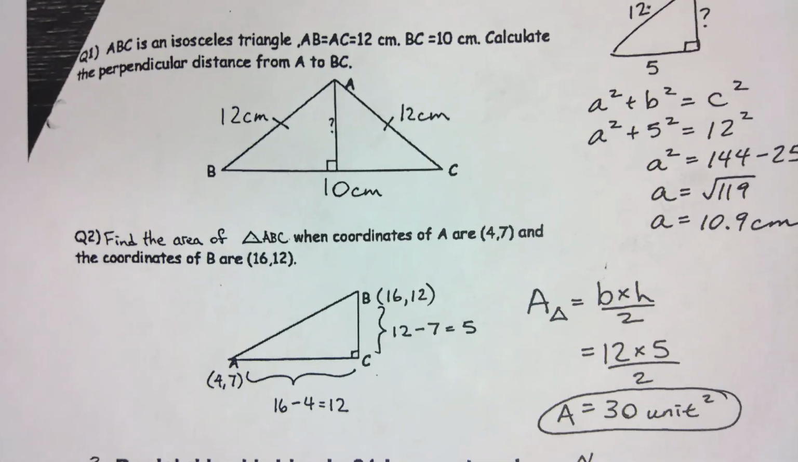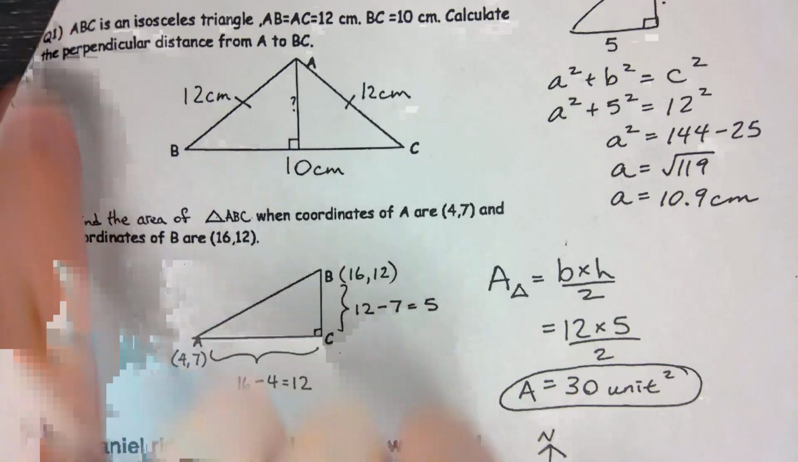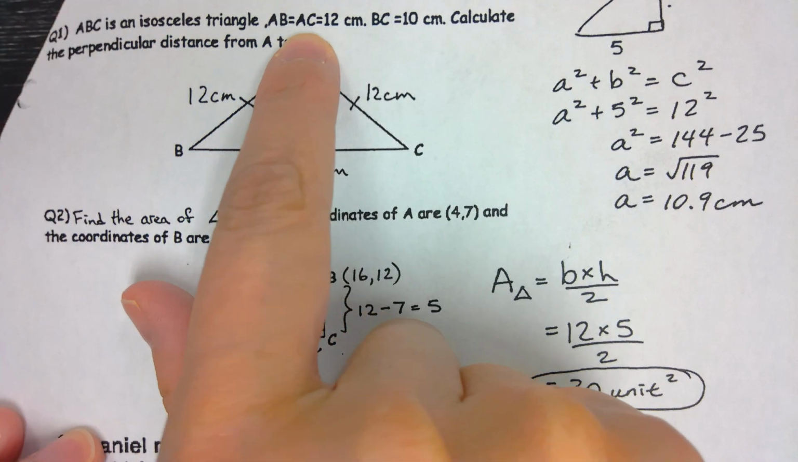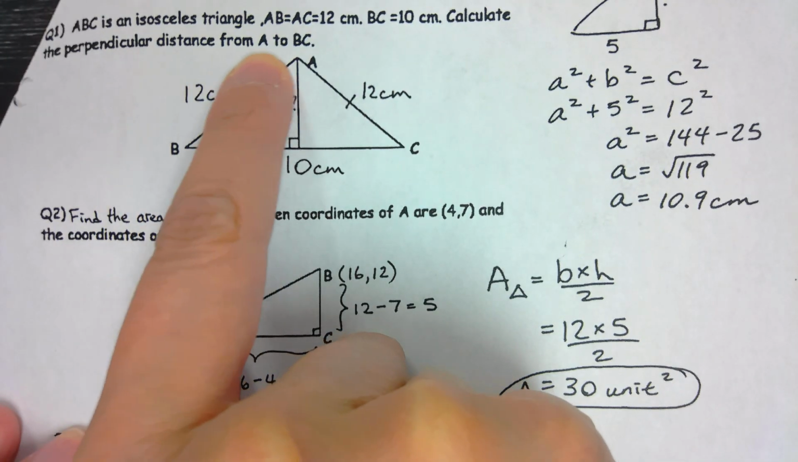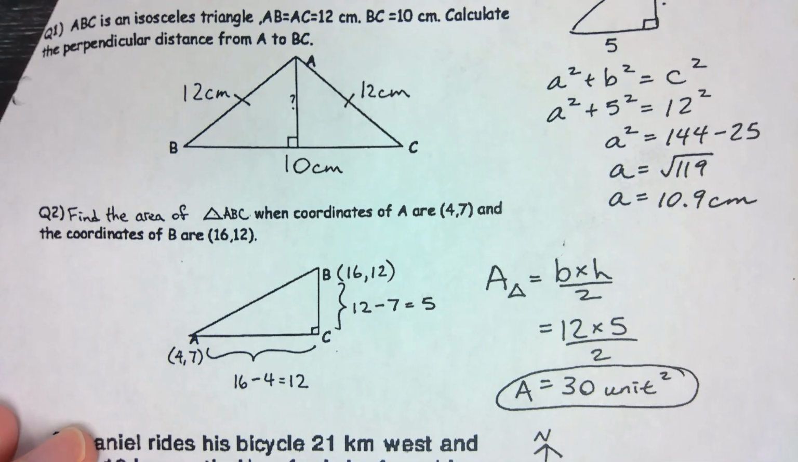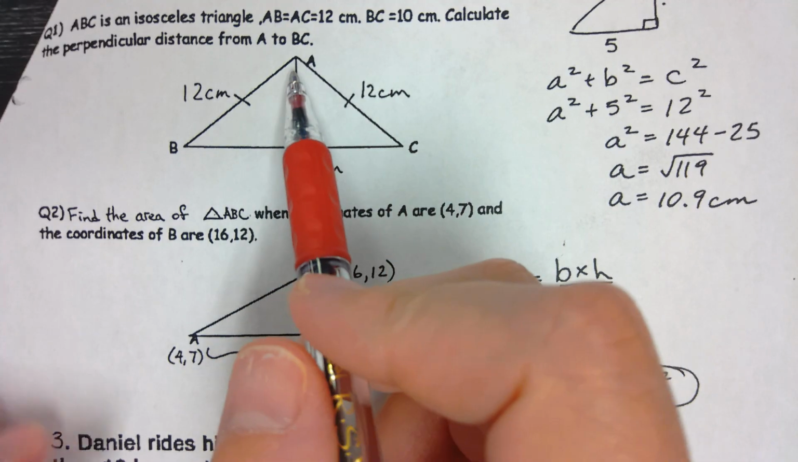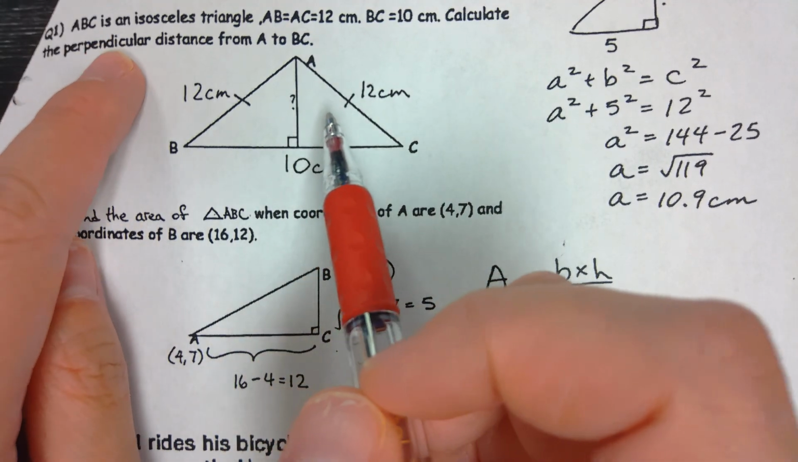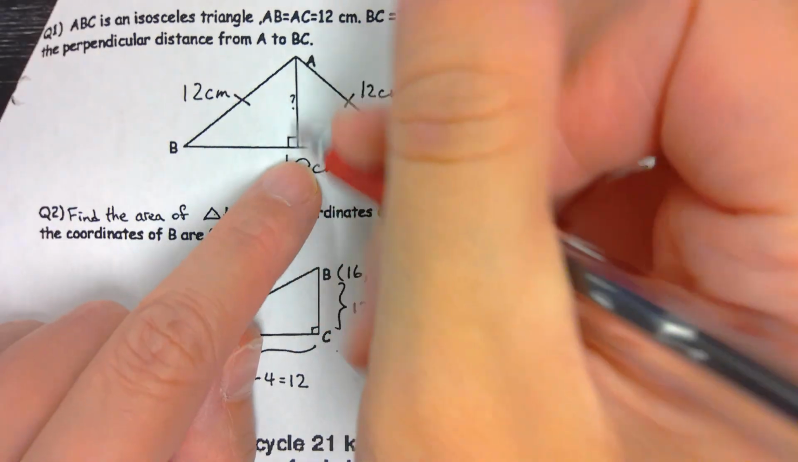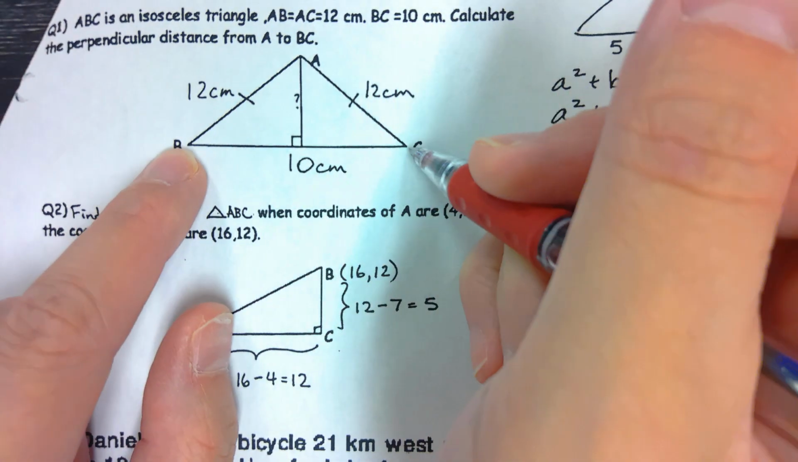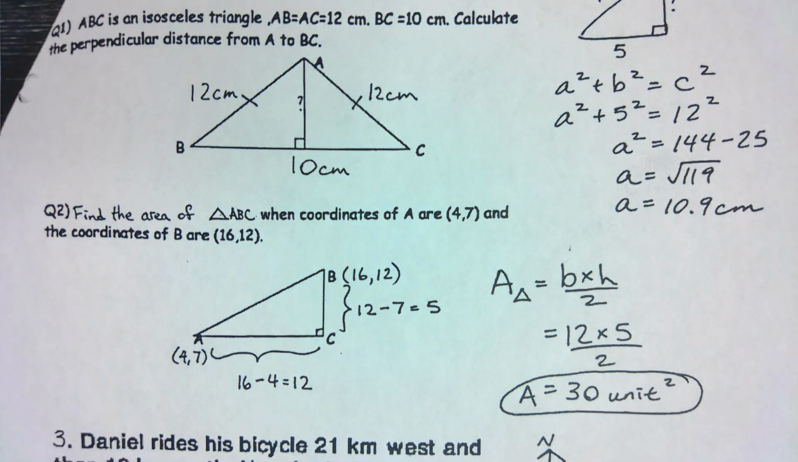Okay, and then page 29. Triangle ABC is an isosceles triangle. If AB equals AC and BC equals 10, calculate the perpendicular distance from A to BC. Okay, so by the way, this actually leads us into the next chapter. This line right here, other than saying it's perpendicular to BC, there's a special name for this line. What is it called? When this cuts it right down the middle?